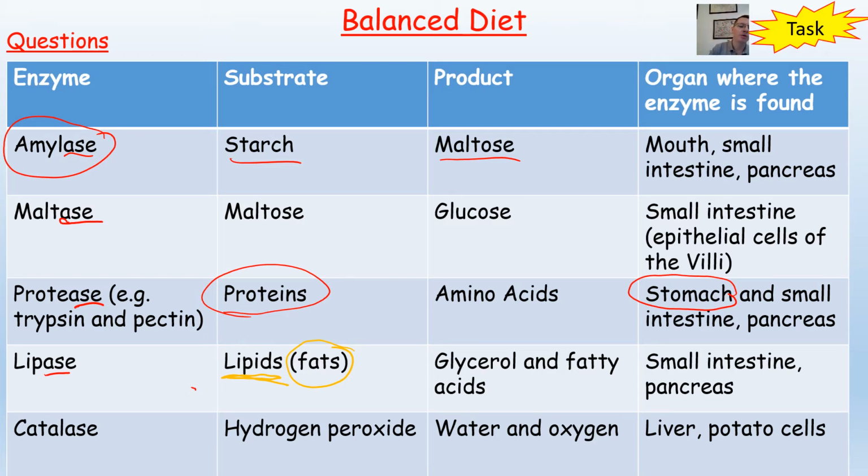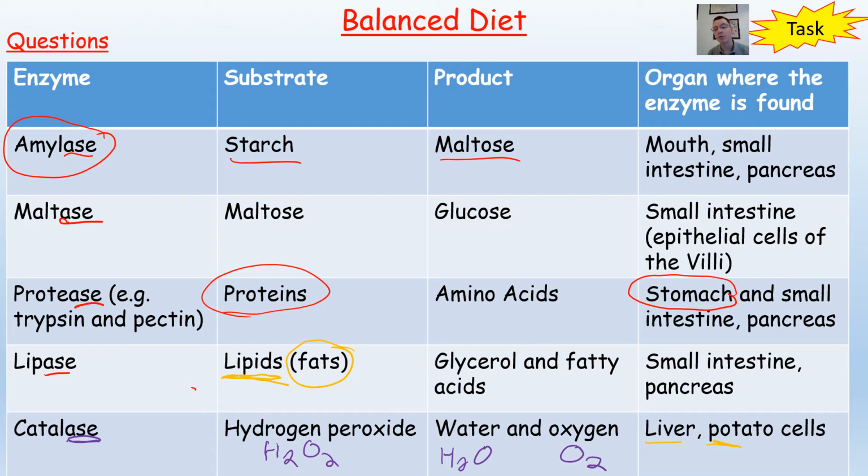The final enzyme in our group here is one that's often used in biology lessons because it's very easy to find. We can find it in just a little piece of liver or in some potatoes. And that final enzyme is called catalase. And catalase will break down hydrogen peroxide, which is H2O2, into water, H2O, and oxygen, O2.